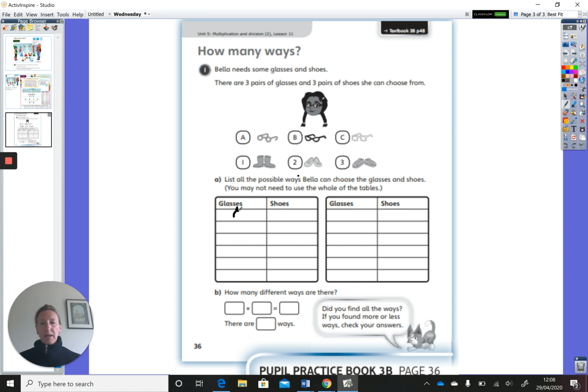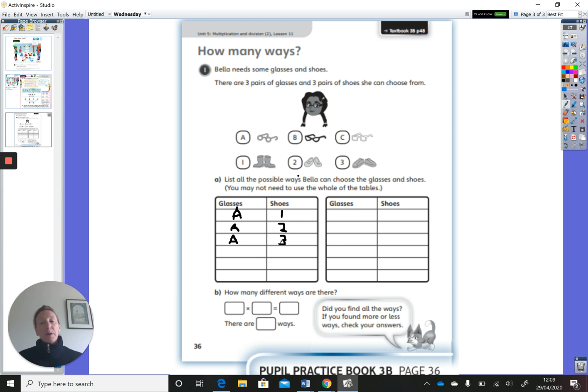So if Bella puts on glasses A, and I'm going to try and make it as neat as possible, she could wear glasses A with shoes 1, or she could wear glasses A with shoes 2, or she could wear glasses A with shoes 3. Okay, so that's all the combinations for glasses A.